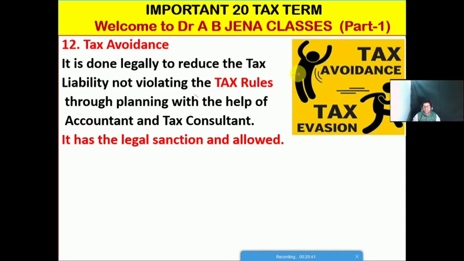From this picture, this guy is happy, but this guy is not happy. So tax avoidance, what is this? It is done legally to reduce the tax liability, not violating the tax rules, through planning with the help of a chartered accountant, tax consultant or advisor. It has legal sanction and is allowed as per the Income Tax Act, and with the help of an accountant or tax consultant, you can easily reduce the tax liability.